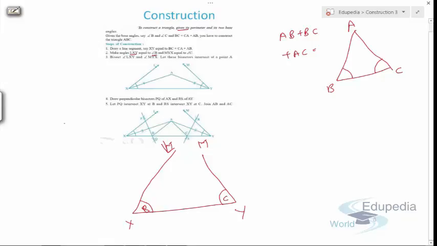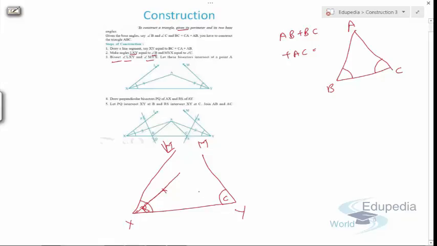Now we need to bisect angle LXY and angle MYX. So we need to bisect these angles. Again, for bisection we need to open the compass more than half, as you know the process. So you can draw a line like this, right?